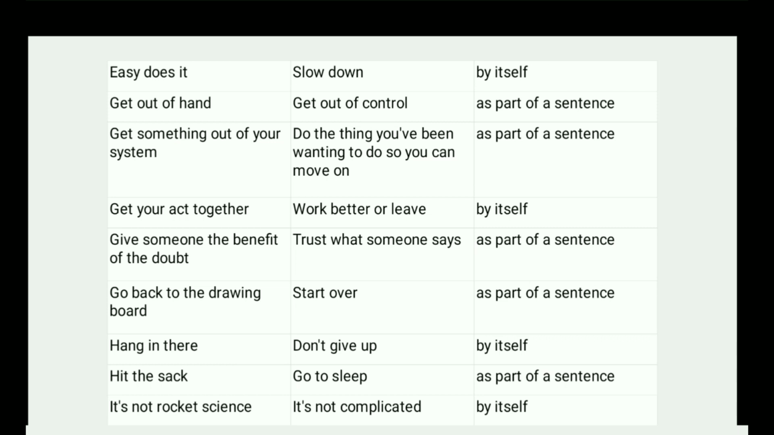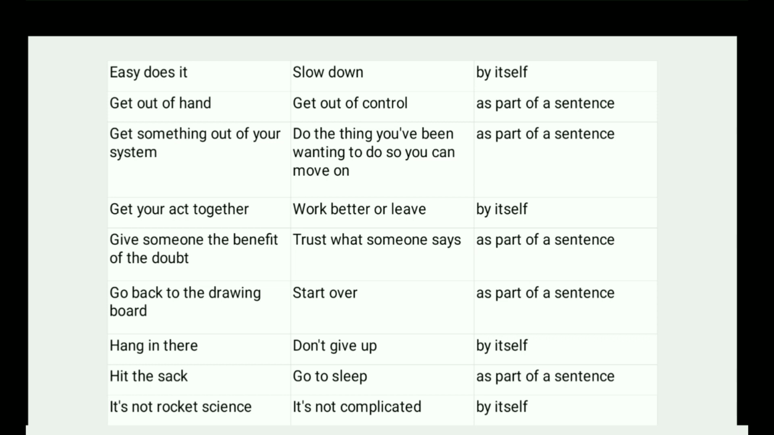Let us see some more examples. Easy does it means slow down. Get out of hand means get out of control. Get something out of your system means do the thing you've been wanting to do so you can move on. The next idiom is get your act together, means work better or leave. The next idiom is give someone the benefit of the doubt, means trust what someone says. The next is go back to the drawing board, means start over again.